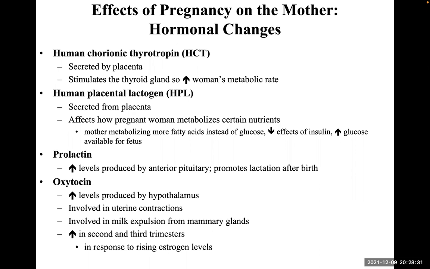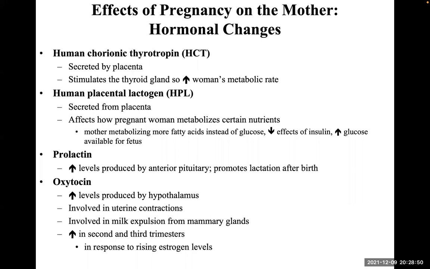Gestational diabetes results in babies that can be so large that cesarean sections are required, that vaginal delivery becomes compromised. And obviously for the pregnant woman, being diabetic is not good for her tissues.